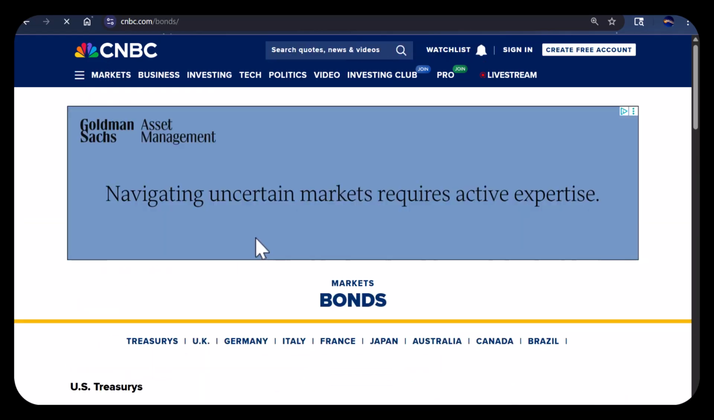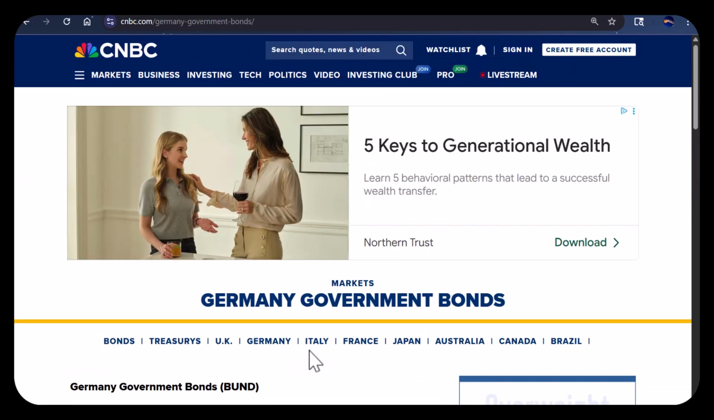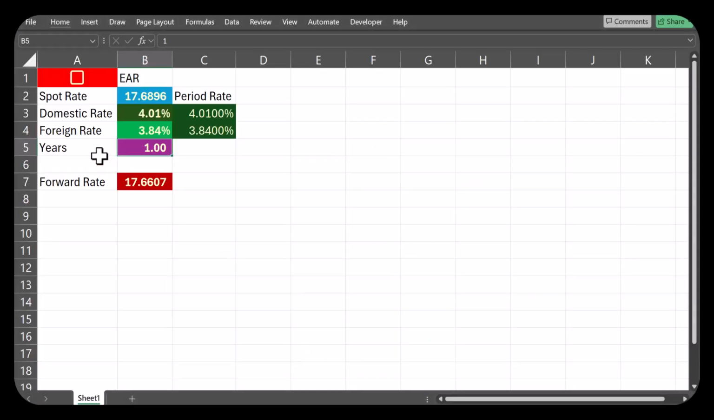1.909. And current exchange rate, I'm going to say 116.40. So a 1 year forward rate is going to be 118.61, right? How about 2 years? Let's make this two.